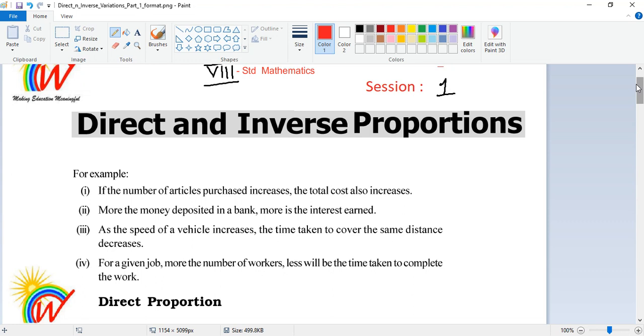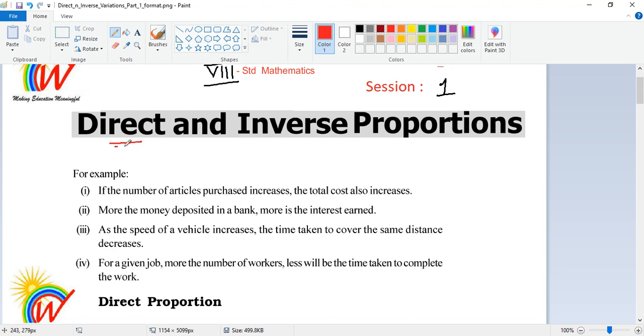The same way, if you work less, you get less marks, right? So as you increase the hard work, the studying hours or whatever, you get more marks. So when you increase something, you get more, and if you decrease something, you get less. So that is called direct proportion. Okay. So here you see, when something increases, the result also increases. If something decreases, the result also decreases. So that comes under direct proportion.